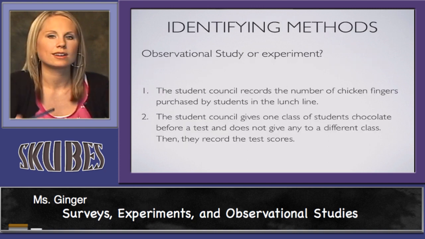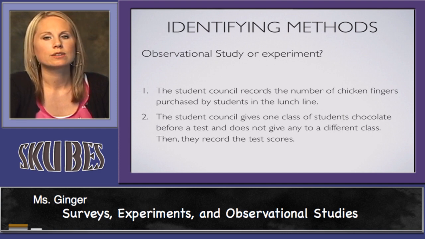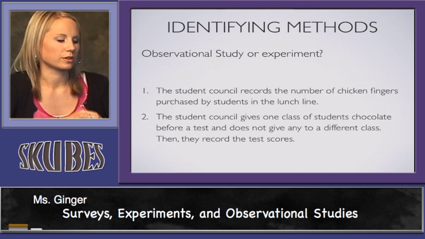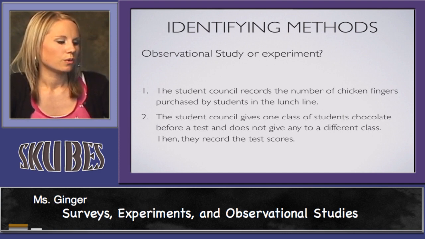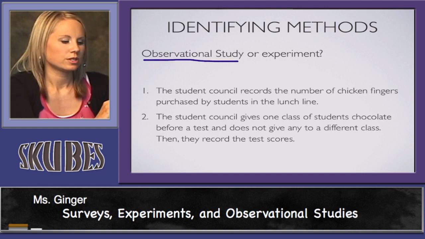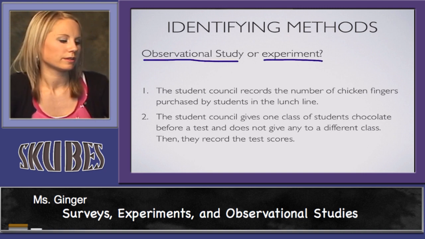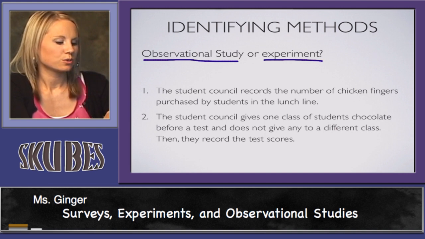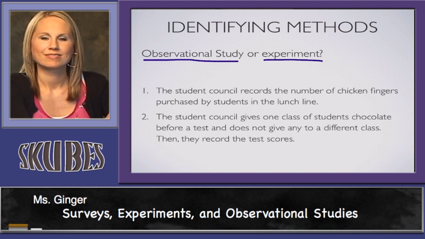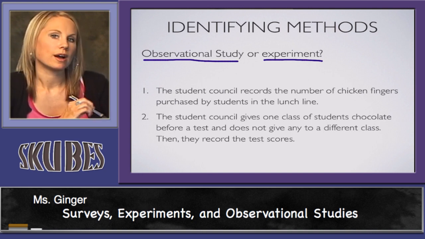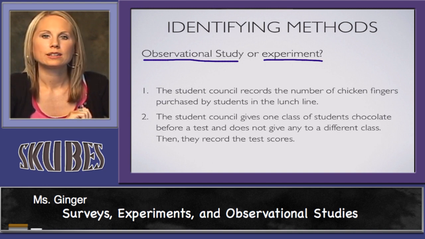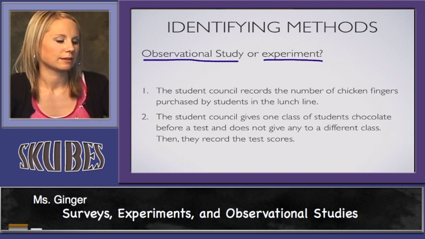Okay, so let's see if we can identify, just knowing what they are, seeing an example of each one. Let's see if we can identify what type we're dealing with here. So, would you say observational study or experiment to the following? Let's take a look. Number 1, the student council records the number of chicken fingers purchased by students in the lunch line. So we're watching students go through the lunch line, and we're simply writing down on our checklist how many chicken fingers they're buying out of this line.